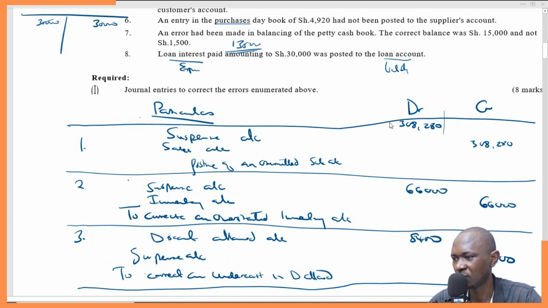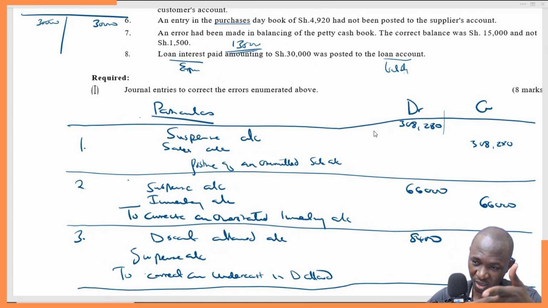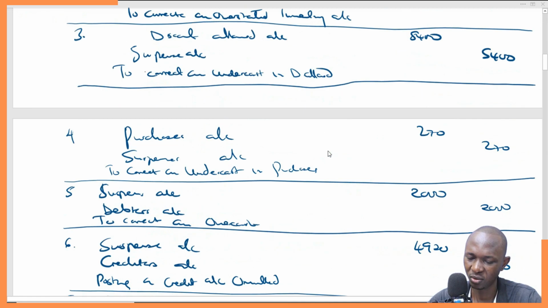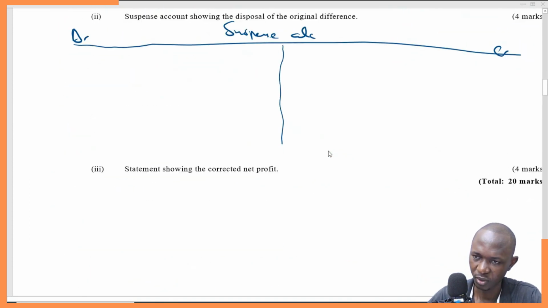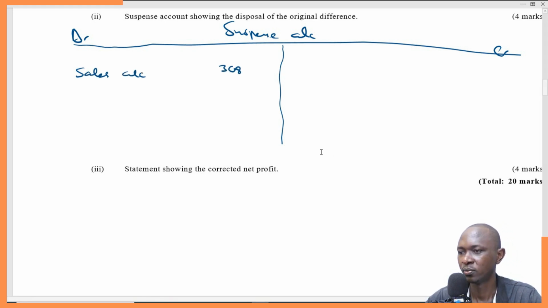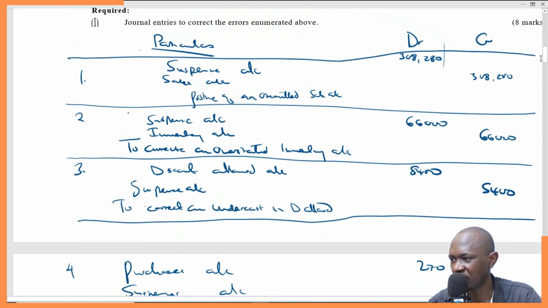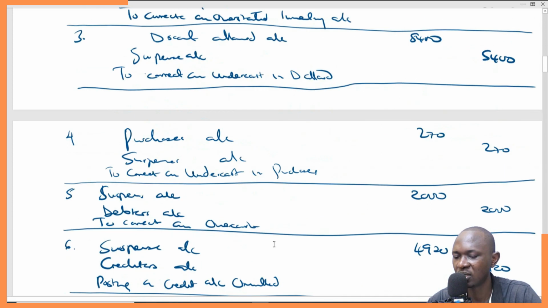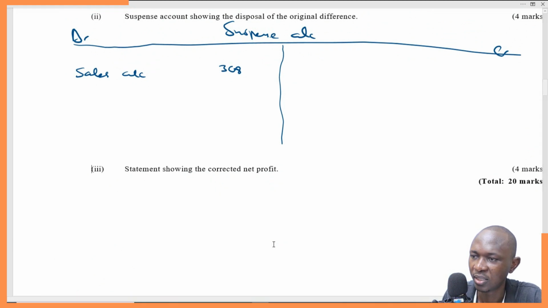So number 1, suspense account, debit. That's what we are going to do. Debit suspense account. Reason is sales 308. So we come here and we debit. Maybe we'll just leave some space for the balance carried down, which we don't know. We even don't know where it will fall. So we'll say sales account 308,280. I'm just following the instruction. Number 1, the instruction here is debit suspense account 308,280. What is the reason? Sales account. So sales account 308,280, and we debit the suspense account. You can see we have debited the suspense account.